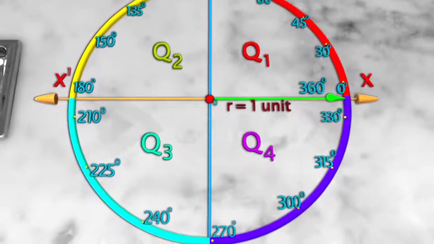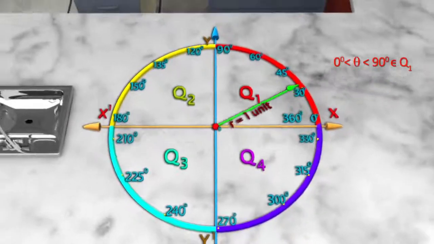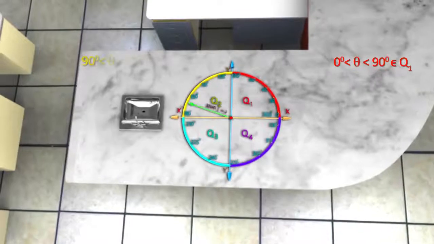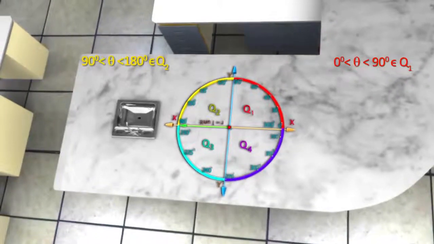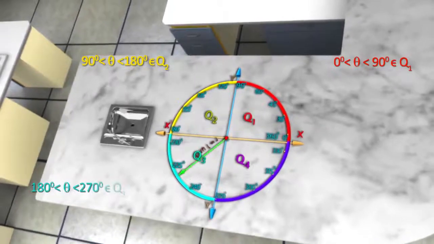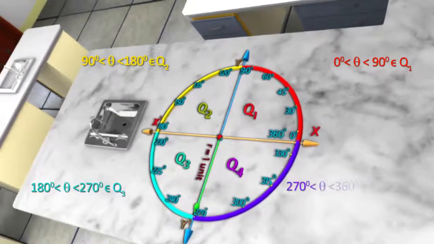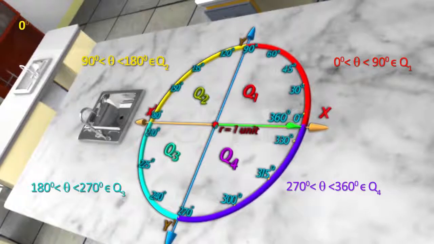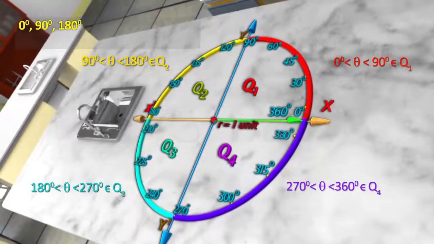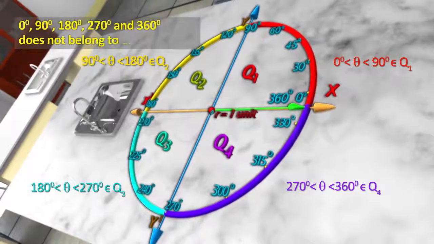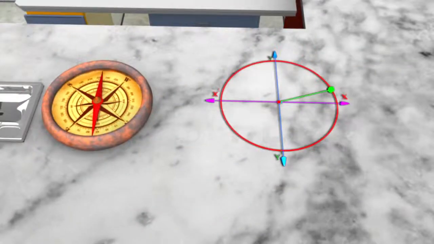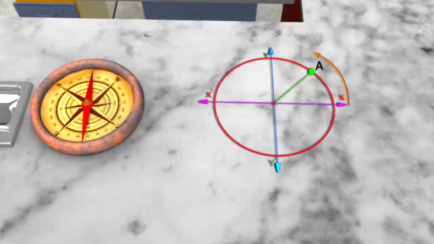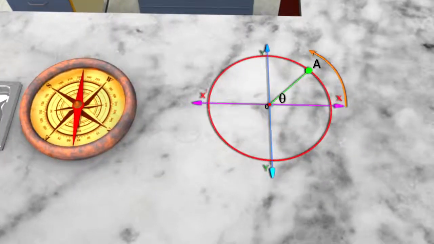So, in the first quadrant, the angle theta is greater than 0 and less than 90 degrees. In the second quadrant, theta takes measures between 90 degrees and 180 degrees. In the third quadrant, theta varies from 180 degrees to 270 degrees. In the fourth quadrant, it varies from 270 degrees to 360 degrees. It must be noted that angles 0 degrees, 90 degrees, 180 degrees, and 270 degrees do not belong to any quadrant. Let us assume that a point A moves in anti-clockwise direction around the circumference of a unit radius circle, and the angle theta changes from 0 to 360 degrees.